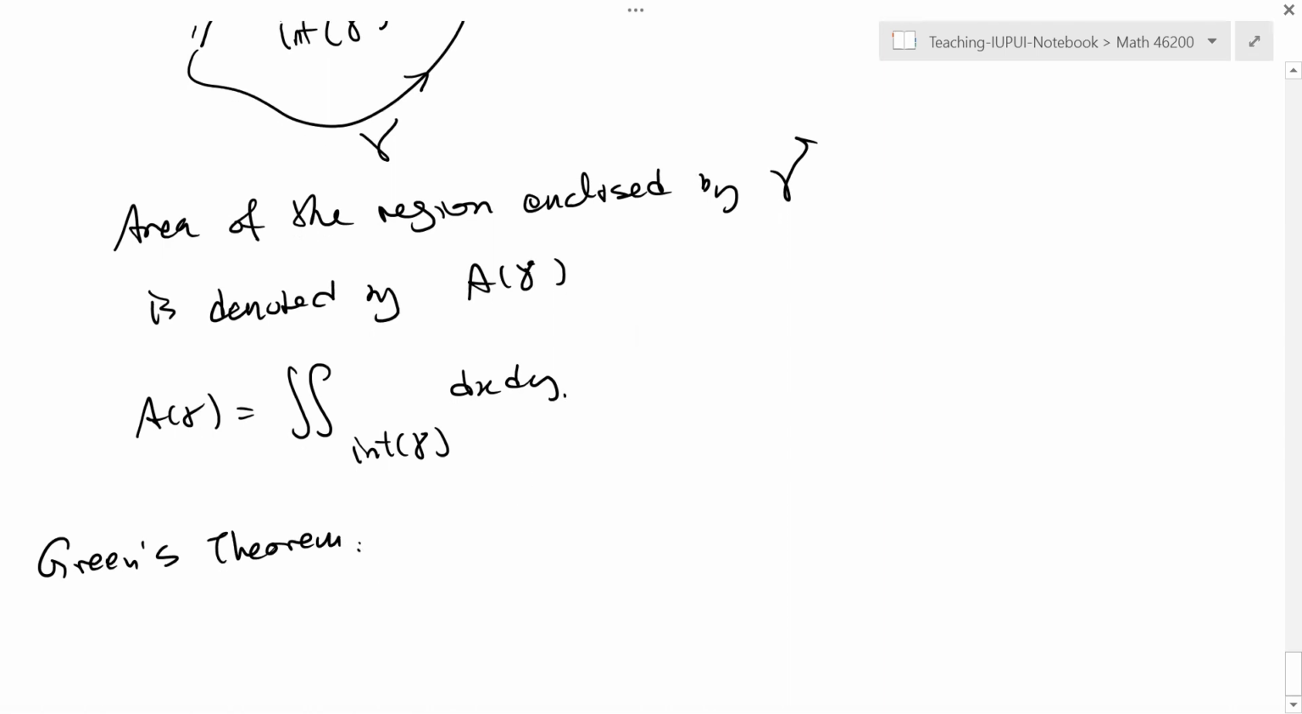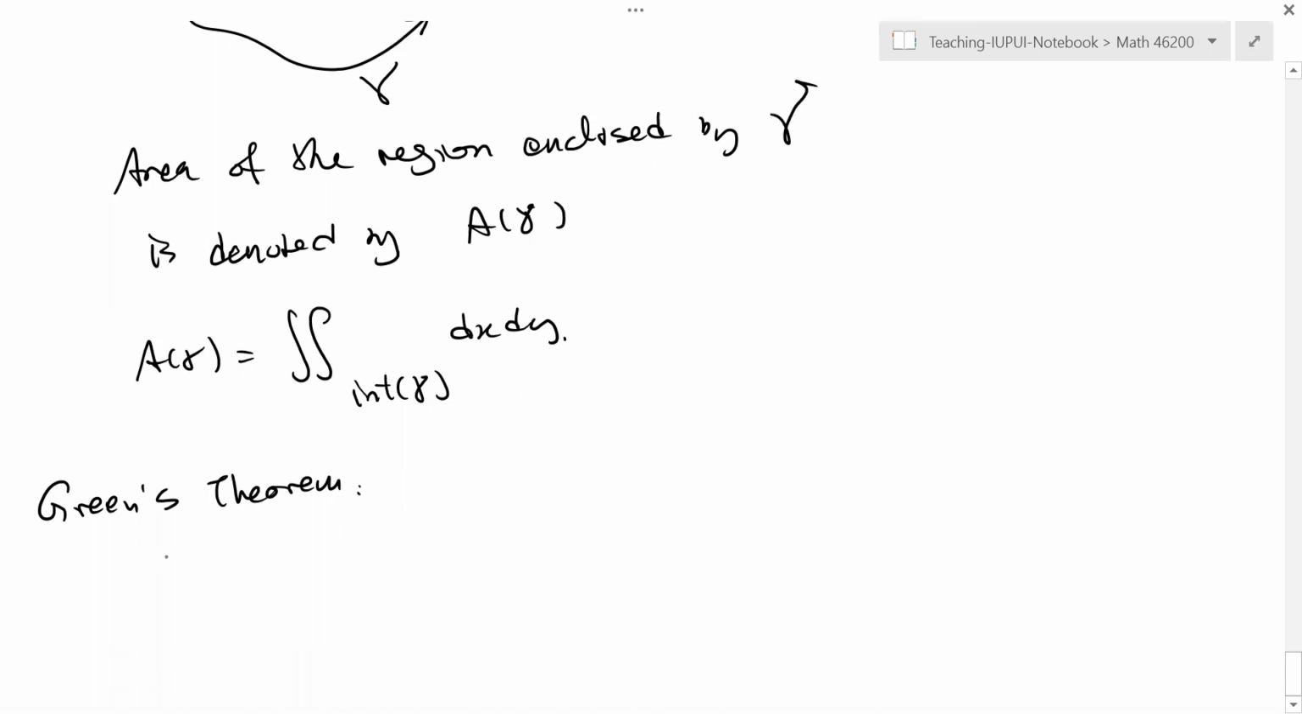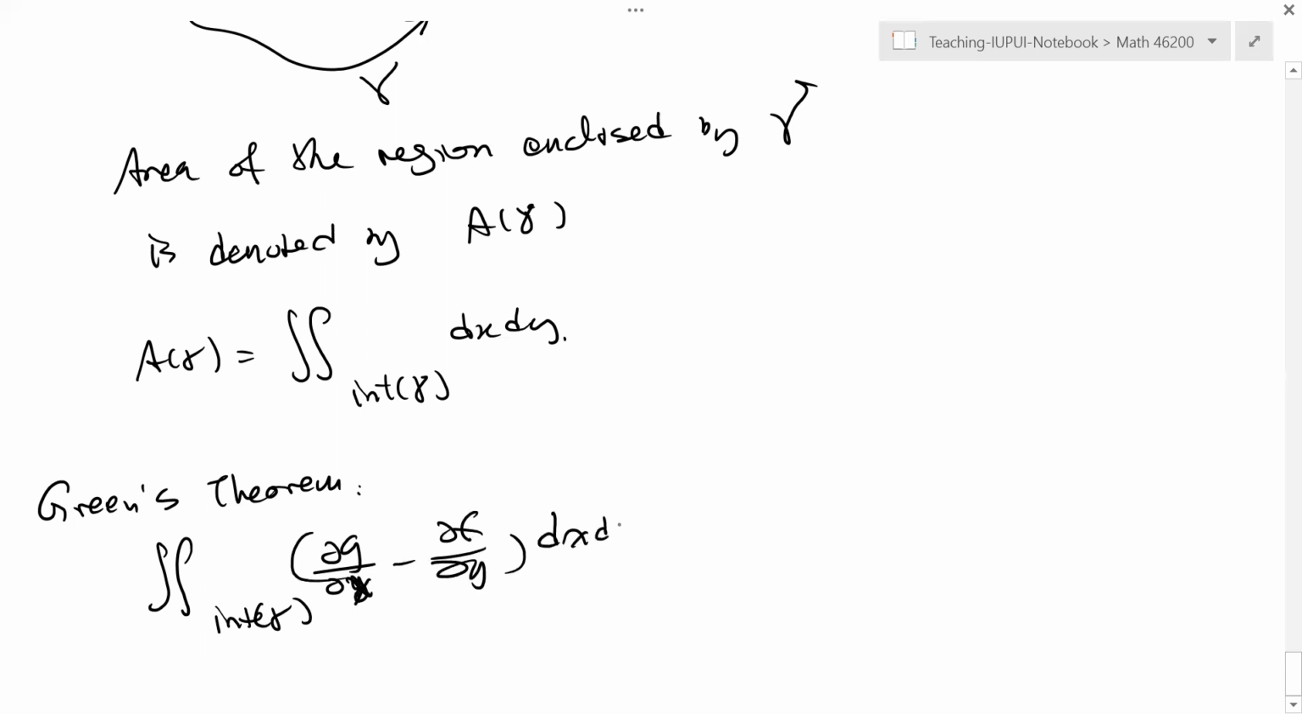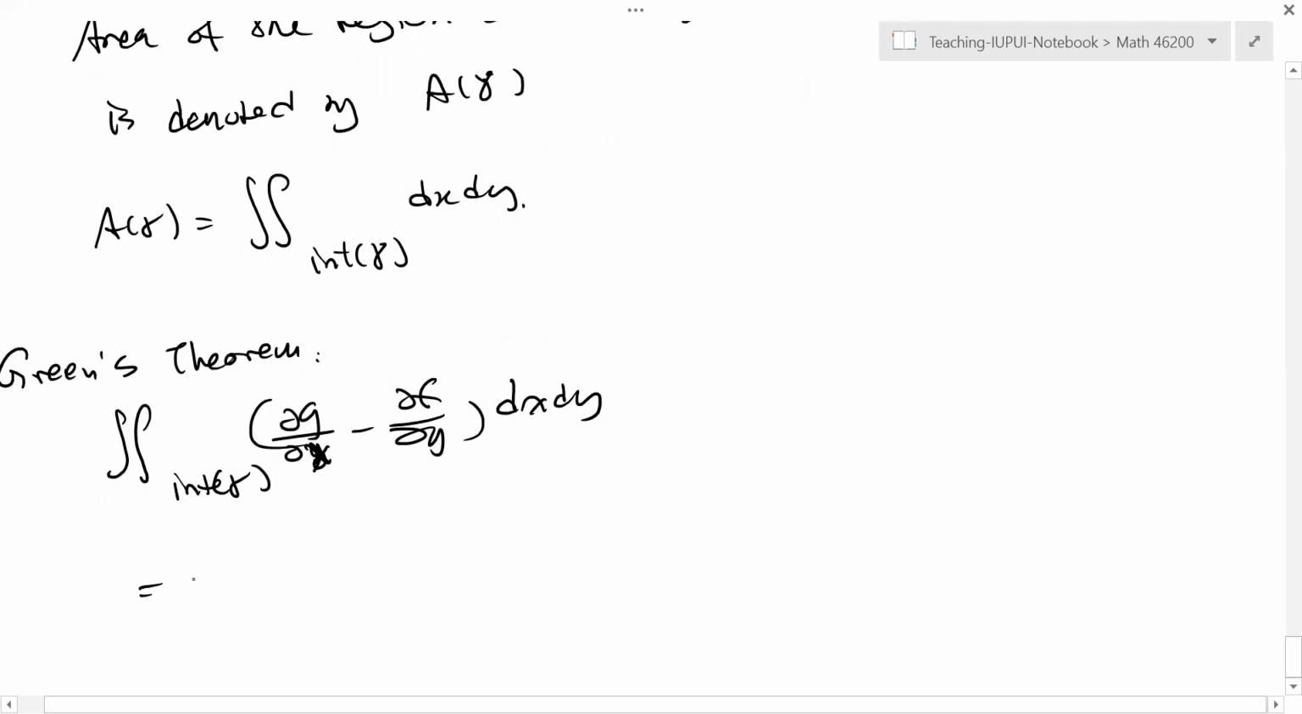Now, Green's theorem says that you have this double integral over the interior of gamma, of the partial derivative of g with respect to x minus the partial derivative of f with respect to y, dx dy, is just equal to the line integral along gamma of f dx plus g dy. Now this is a line integral on the right hand side.